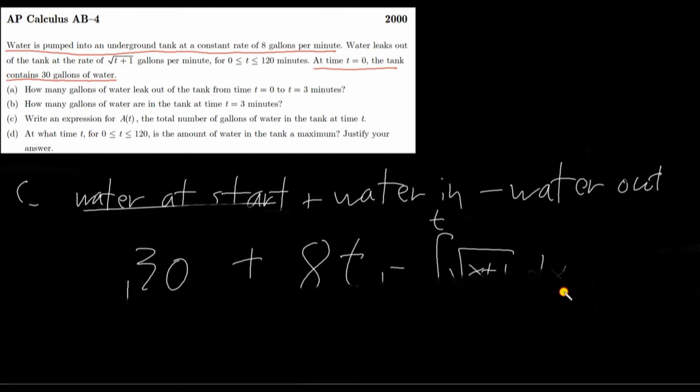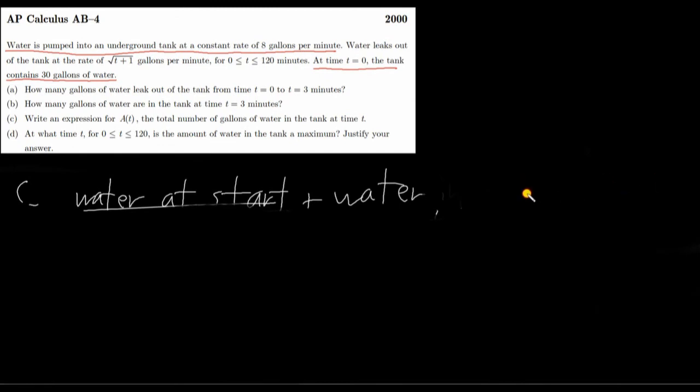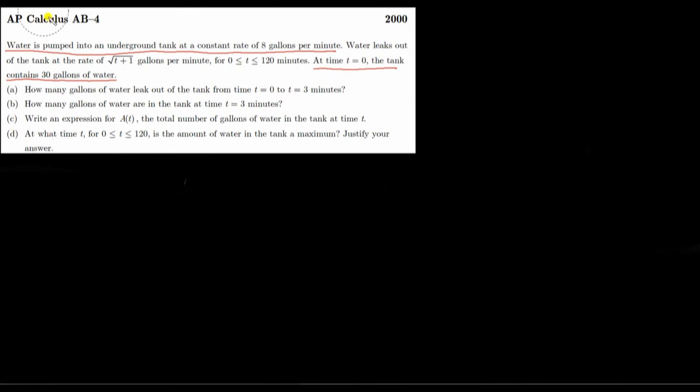Okay, and then part D, at what time t is the amount of water in the tank at a maximum? Justify your answer. So when the amount of water in the tank is at its maximum, remember how A of t was our expression for the amount of water in the tank? If we want that to be a maximum, then we want to find A prime of t, right? And set that equal to 0.